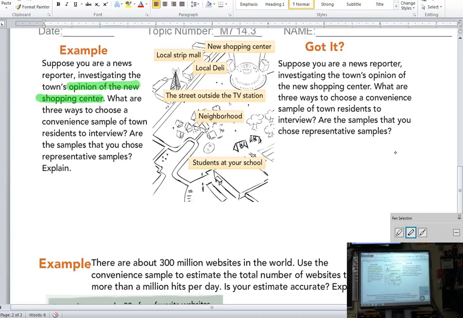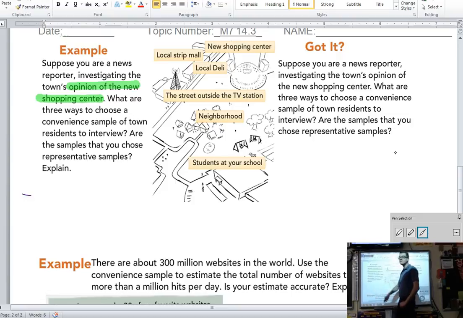So, what are 3 ways to choose a convenient sample of the town residents to interview? Are the samples we choose representative? So think about how we could choose convenient samples. Moon, what do you think if we're going to try to figure out a way to make a convenient sample asking people about the shopping center? What's one way that you could make a convenient sample?